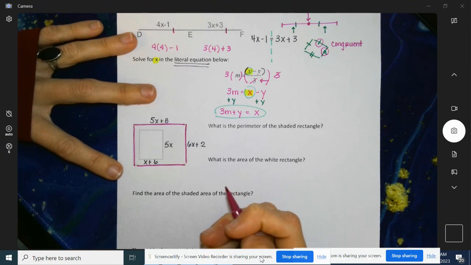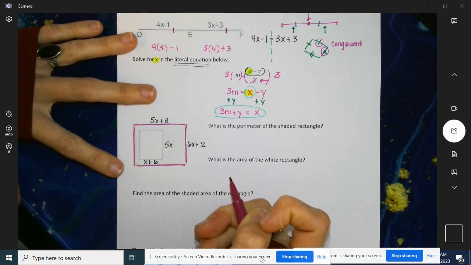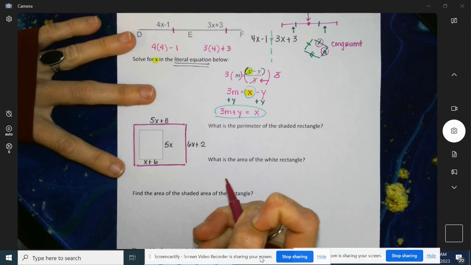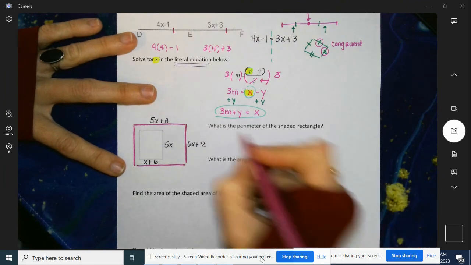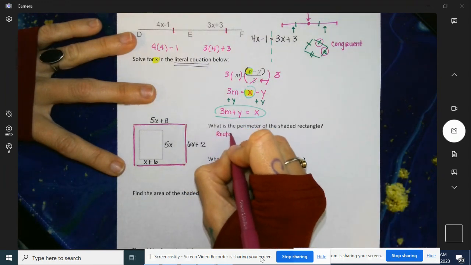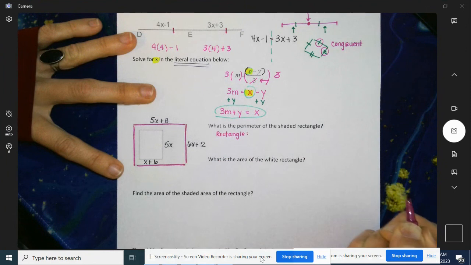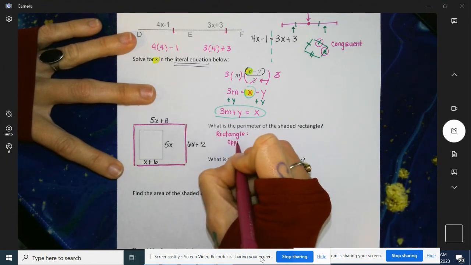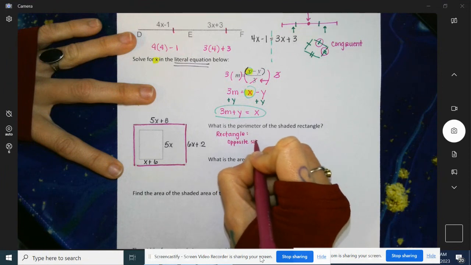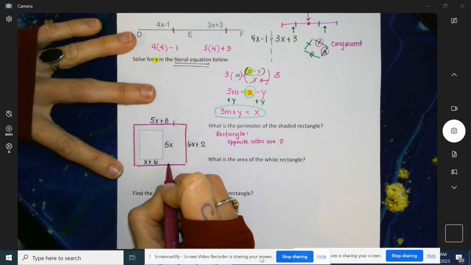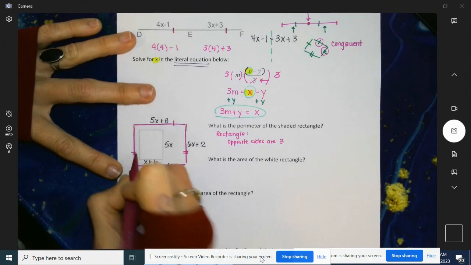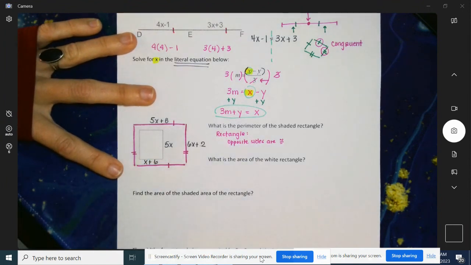It's a silly question. Super silly, super easy. Think back to like middle school. What do you know about rectangles? Opposite sides are congruent or are the same. So that means this guy is the same as this guy, and this guy is the same as this guy, right? What do you know about their angles?